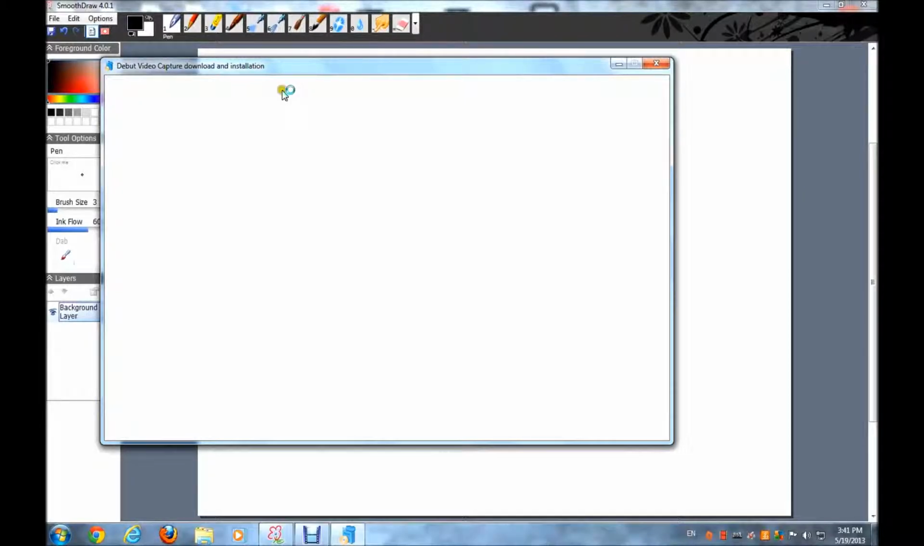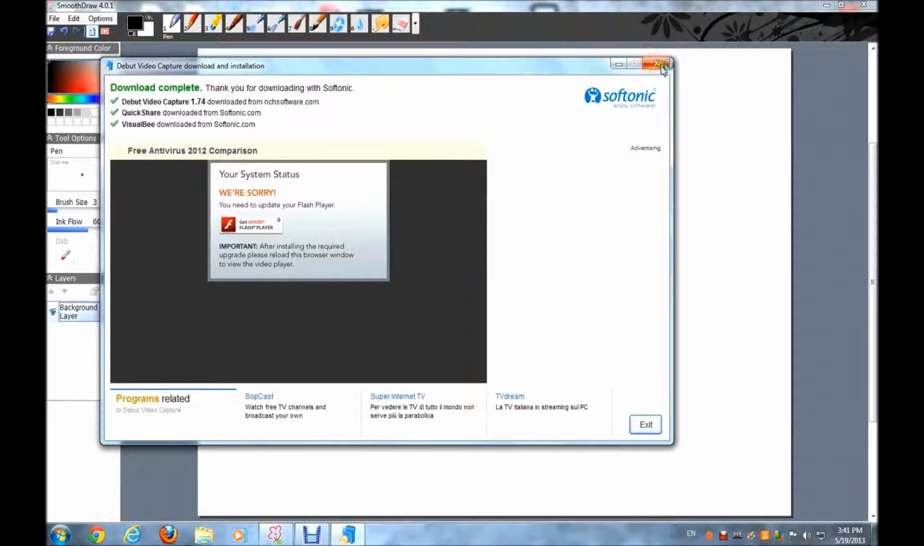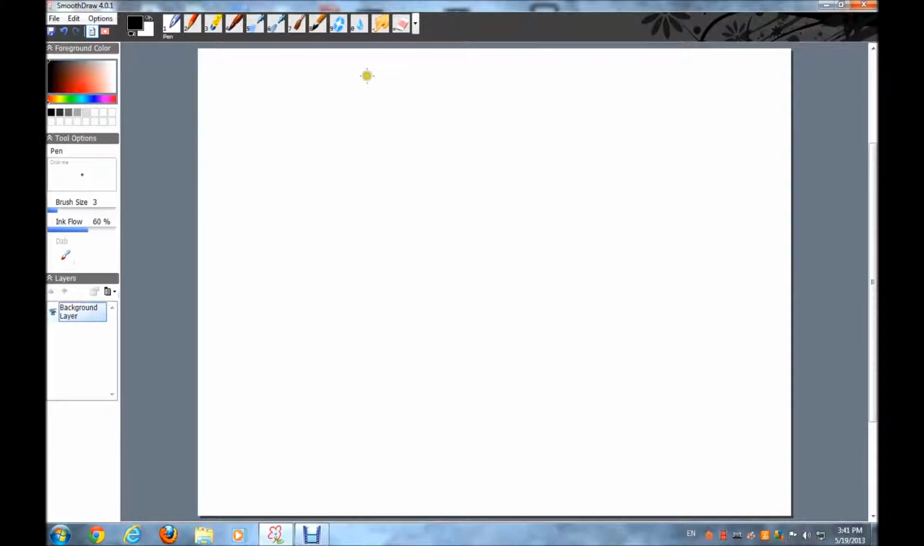So now we will be jump cutting to smooth draw. Boom. Smooth cuts, I guess. Oh, get rid of that.